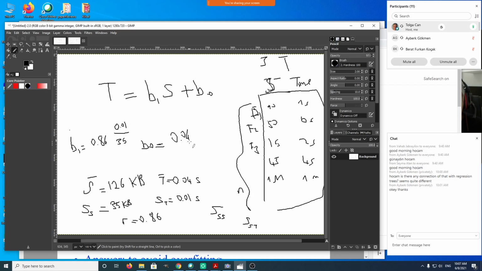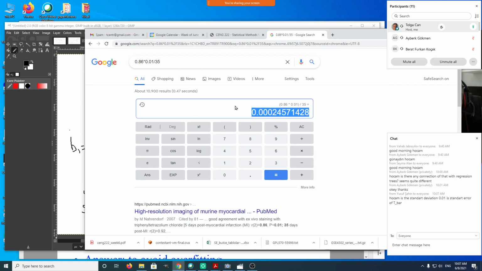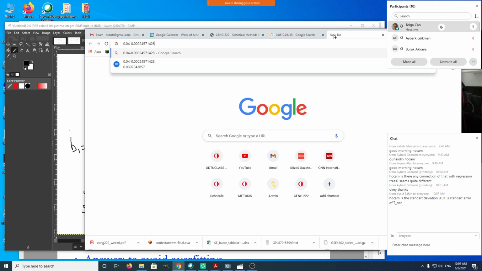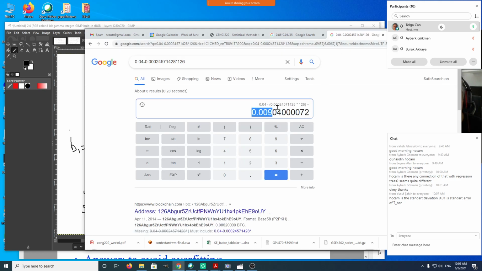And B0 is going to be equal to 0.04 minus this B1 times 126. So this is what B0 will be. So I multiplied this B1, which I computed. Let me just copy that and multiply it with 126, I subtracted from 0.04. So let's write it. So I copied this one, 0.04 minus this number times 126. So, and this is my B0.